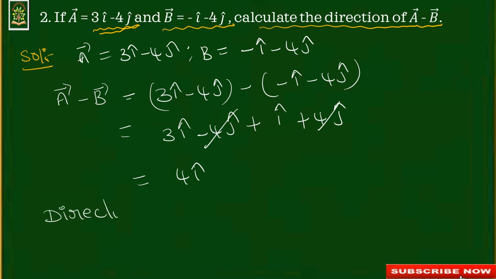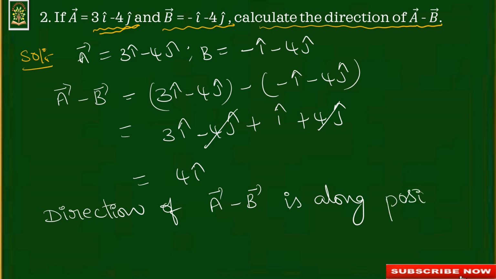Direction of A bar minus B bar is along positive x-axis.